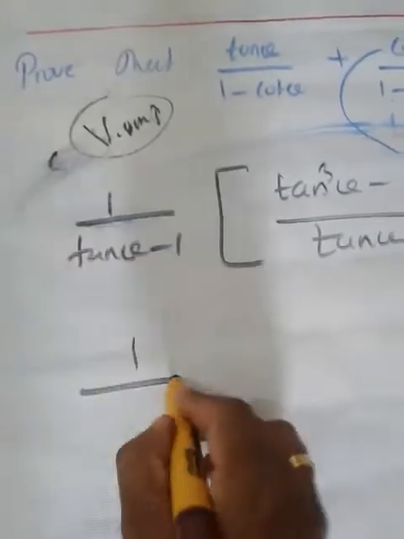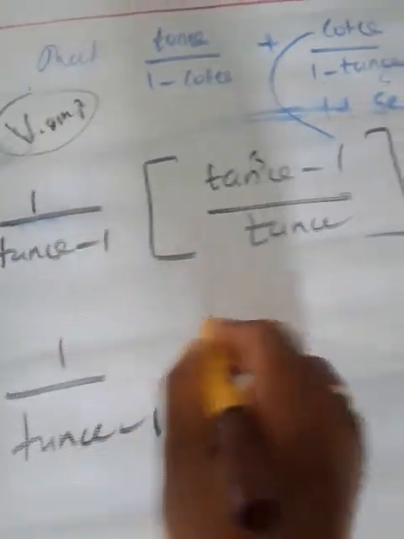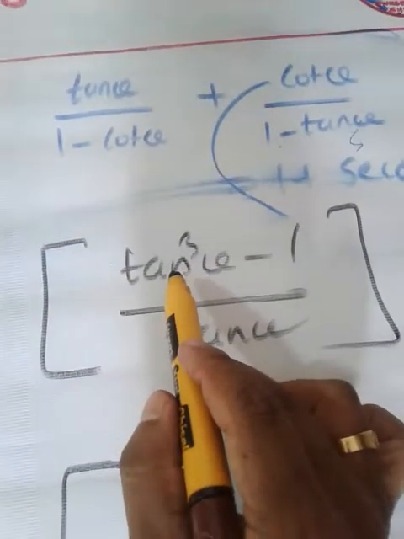Inside the bracket I am going to apply cross multiplication. Tan square theta into tan theta, tan cube theta minus 1 into 1 by 1 into tan theta. See, I applied cross multiplication inside the bracket in this way. So we have reached this much. So it becomes 1 by tan theta minus 1, and here tan cube theta is there, no?